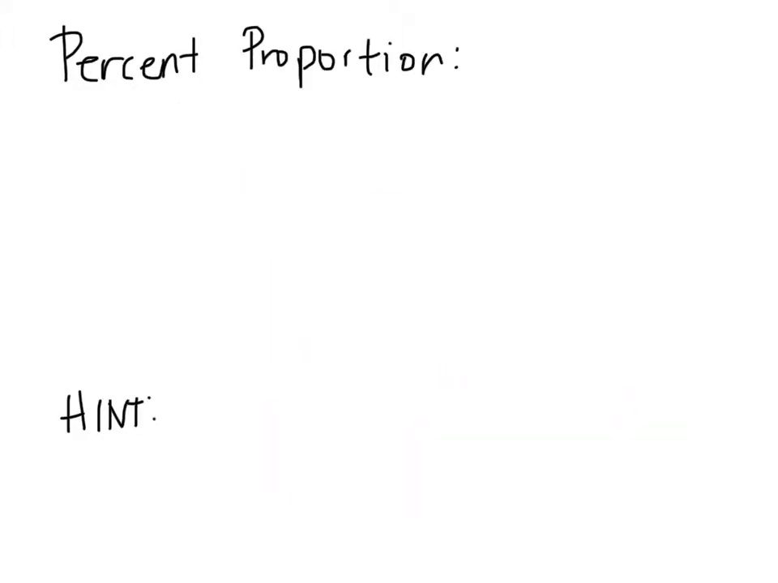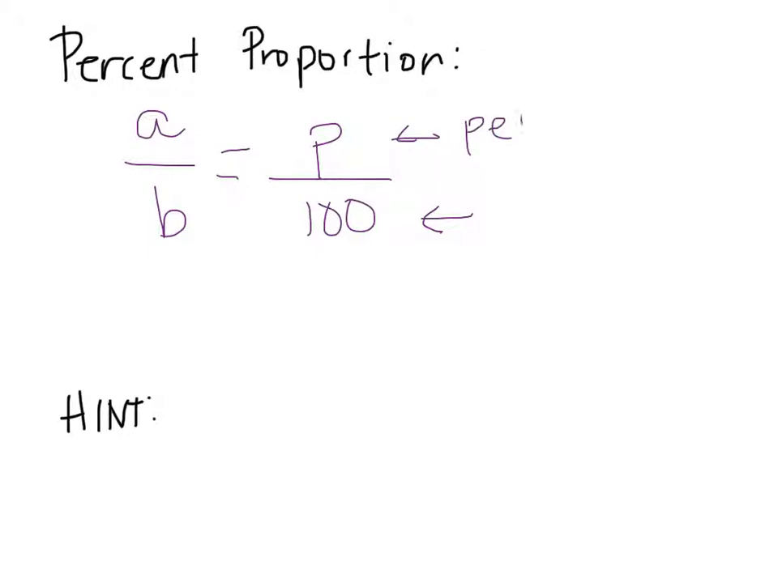Okay, so the percent proportion is when I'm looking for the percent of a number, or I know the percent of something equals something else, and I want to try to find that missing part. So a percent proportion looks like this. It says A over B equals P over 100. So this 100 will always go there. The P is the number that has the percent sign. So if there isn't a number with the percent sign, you'll put the P there. But the P is always going to be the number with the percent sign.